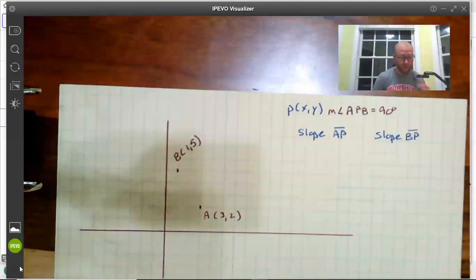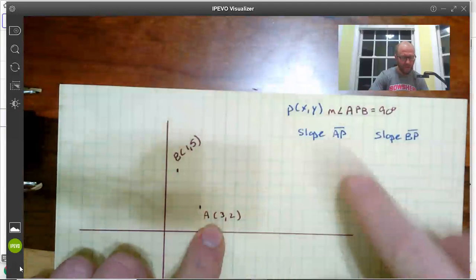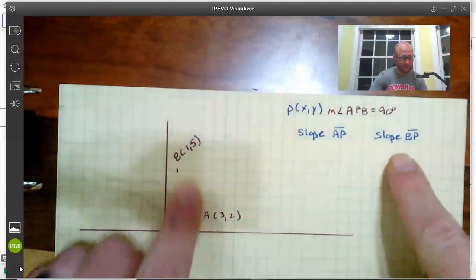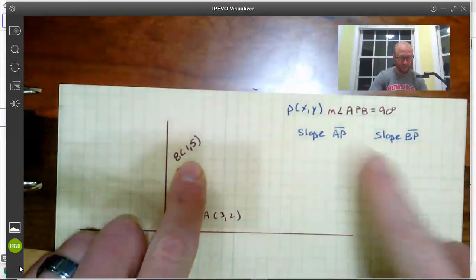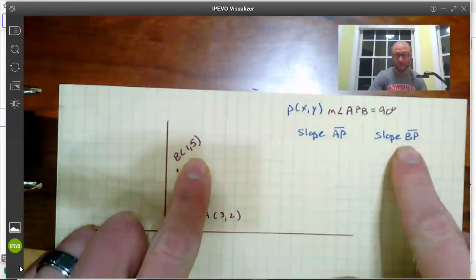Let's take a look here. I know about right angles. If two segments meet at right angles, they're perpendicular, and if they're perpendicular, then their slopes are negative reciprocals. So let's see if we can come up with a formula for the slope of AP, and another formula for the slope from B to P.